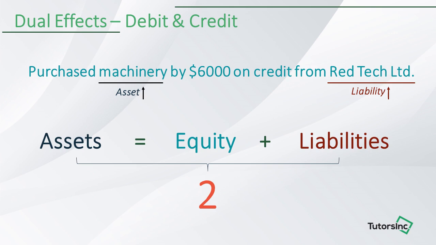Now let's break this transaction down according to the equation. The business purchased machinery, and as we have learned earlier, machinery is a non-current asset. Hence, purchasing machinery will increase the assets of the business. That's one of the effects we could figure out. Next, it says that the machinery was purchased on credit, which means the business has to repay $6,000 to RedTech Limited in the near future. Hence, it must be treated as a liability. That's the second effect we could figure out. So, we can safely say that this transaction has affected the basic accounting equation twice, leaving both sides completely balanced.